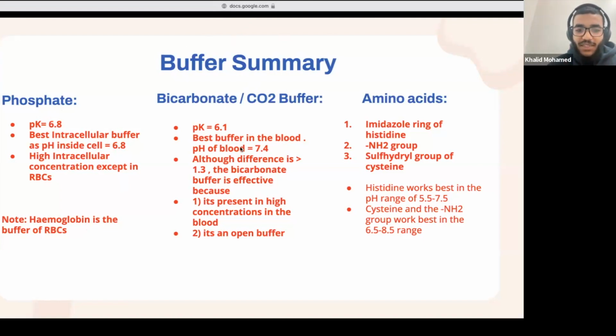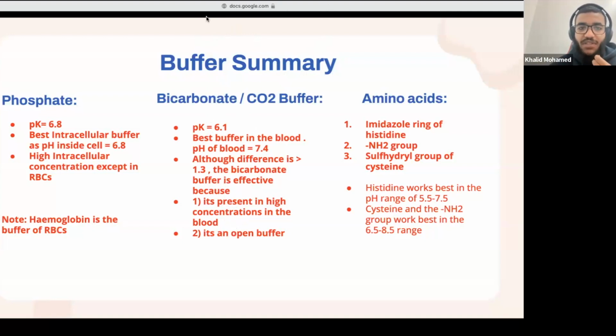So one might ask, if the pH of the blood is 7.4 and the pK of the buffer is 6.1, there's a very huge difference. Why is it effective? It's effective because, one, it's present in extremely high concentrations in the blood. So that's one reason for the buffer working well. It's in very high concentrations in the blood, so that compensates for the difference between pK and pH. Another reason is because it's an open buffer.